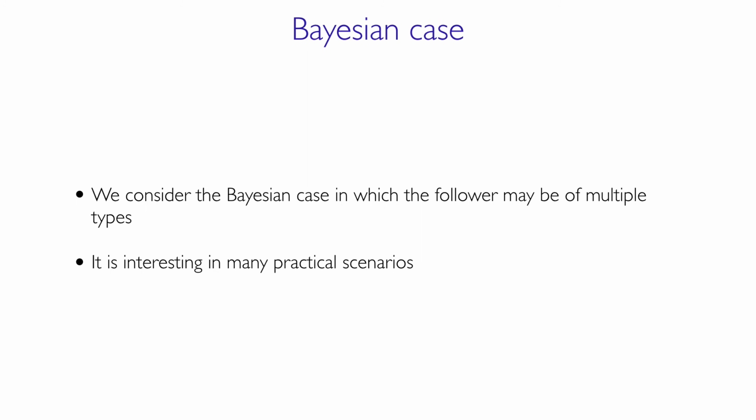We focus on a simple variation in which the follower may be of multiple types in the Bayesian sense. That is, the leader knows a probability distribution over the possible types of the follower. This scenario is interesting in many practical real-world applications. Notice that also the reverse is interesting, as well as the scenario in which the uncertainty is both on the leader and on the follower. However, we will not deal with this case.